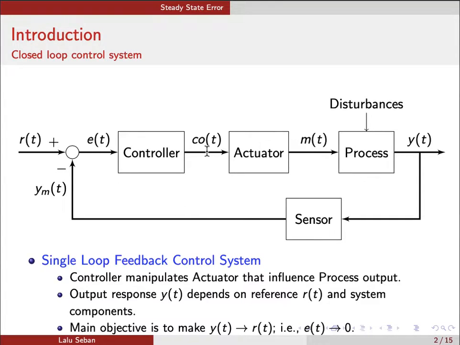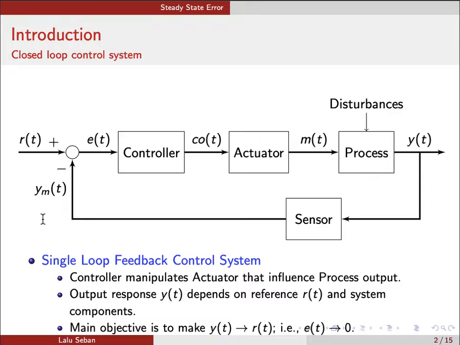Control output is represented by the notation CO. Actuator output is the input to the process, and the actuator output is also known as manipulated variable and represented by the notation M. So here the output response depends on the process dynamics, the dynamics of all the components, and the reference signal.